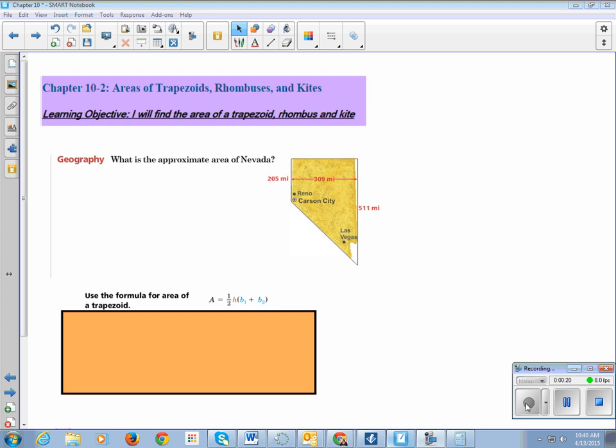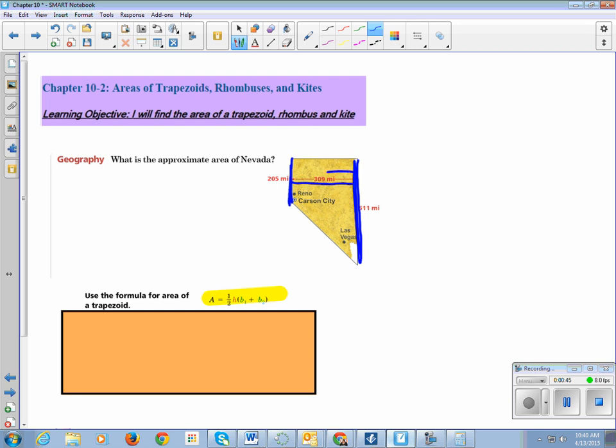What I've done is given you the area of a trapezoid: 1/2 times the height times the bases added. The sides that are parallel to each other are the bases, and the distance from base to base is the height. It does not matter which one is base 1 and base 2, because I can add one to the other in any order.